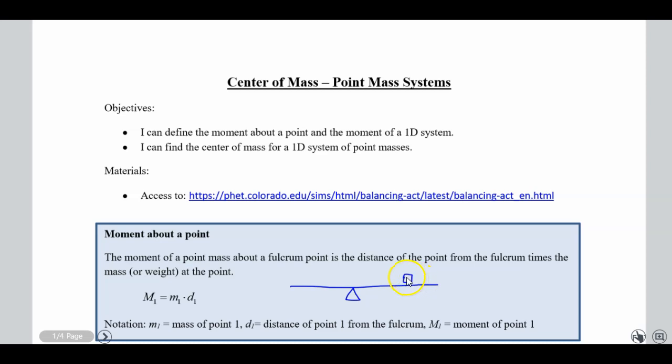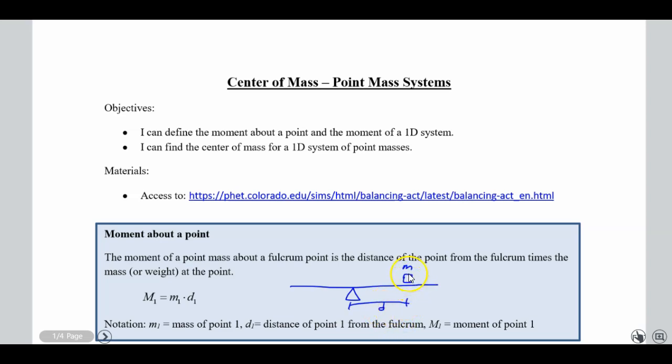Sometimes we'll also use, if you have a stack of pennies or bricks, you could say just 3 pennies or 4 bricks or something like that. But just some way of counting how much stuff is there. So this is going to be what we call our mass. And then how far that is from the fulcrum, that is going to be our distance. So this is our distance right here.